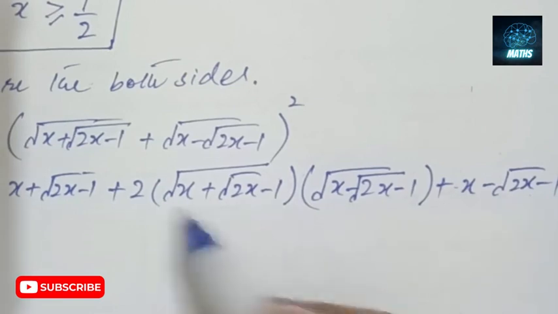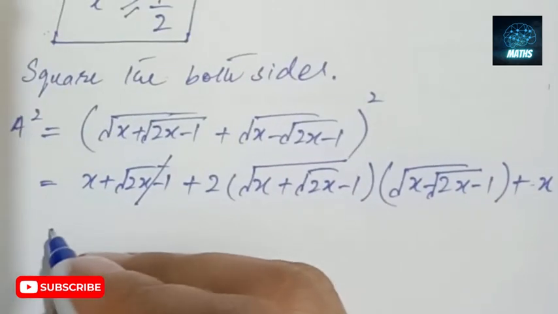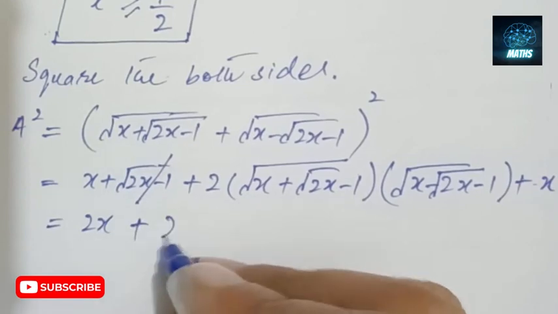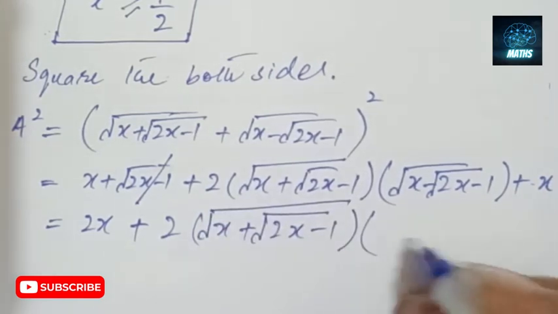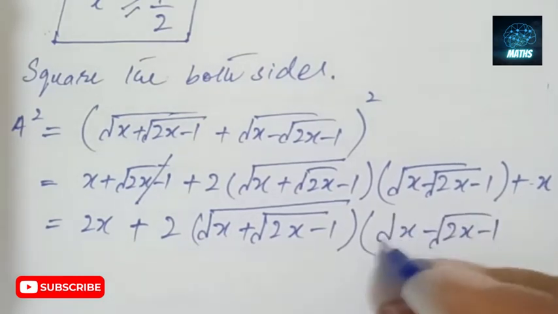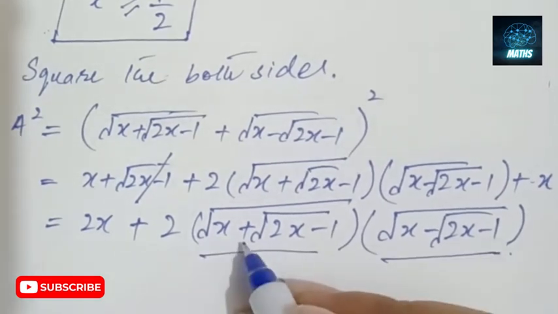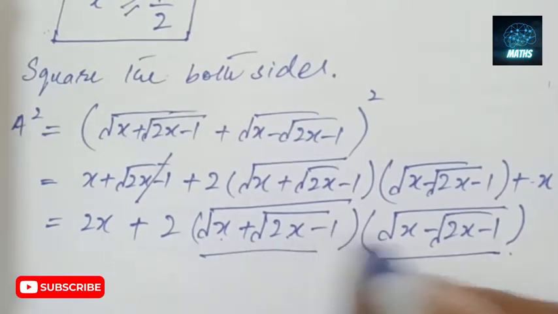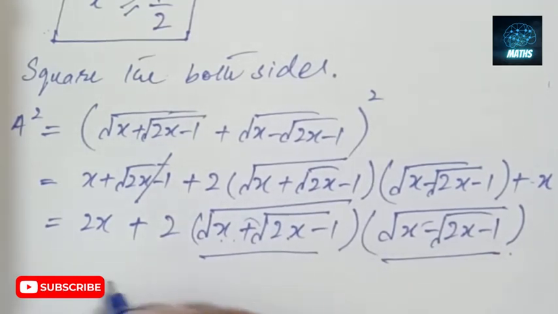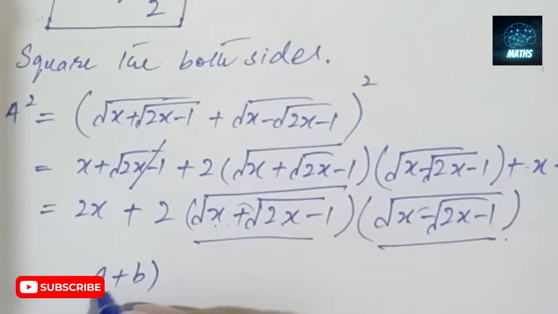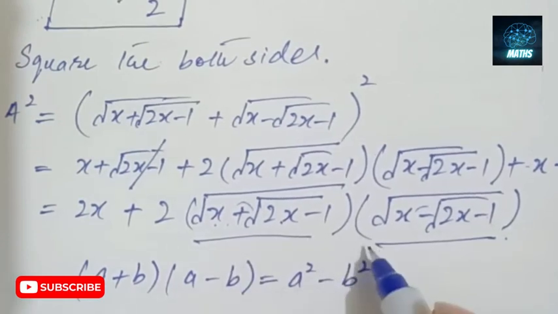So I can cancel this plus and minus. x plus x will be 2x plus 2 times x plus 2x minus 1 and x minus 2x minus 1. So here I am going to solve this term. You can see here these are the same, x, 2x minus 1, x, 2x minus 1. Here is the difference, plus and minus. So I am going to use the identity a plus b into a minus b, which is equal to a square minus b square.